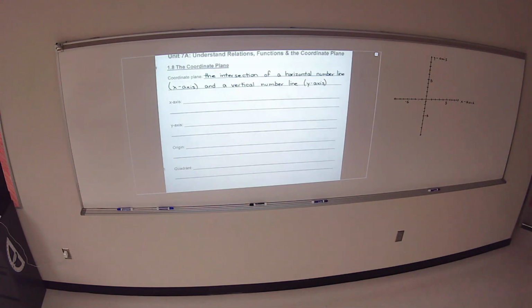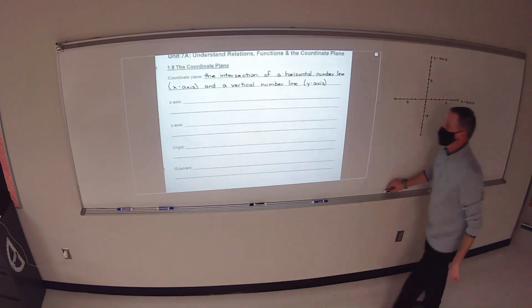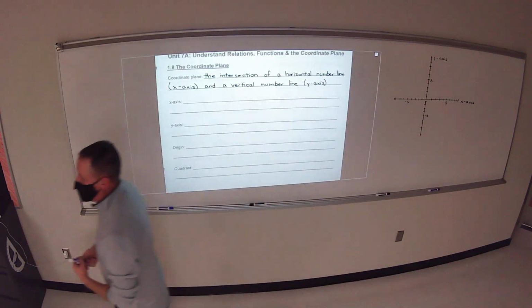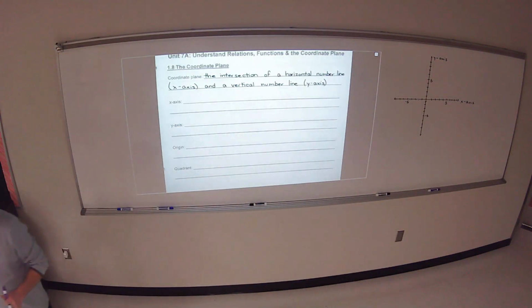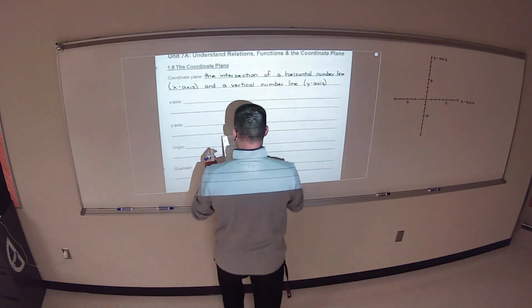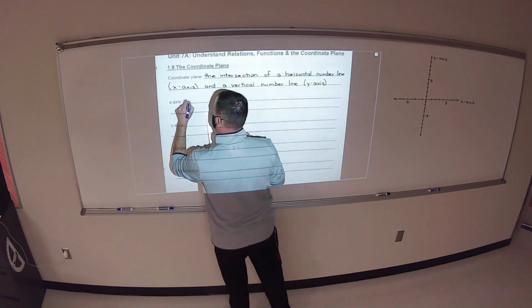So we're going to begin today just talking about the basics of our coordinate plane here, all right? Now, the next two, we've already kind of defined them, but we need to give the formal definitions of this. Our x-axis, all right? This is the horizontal number line.